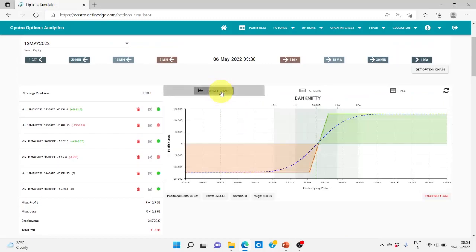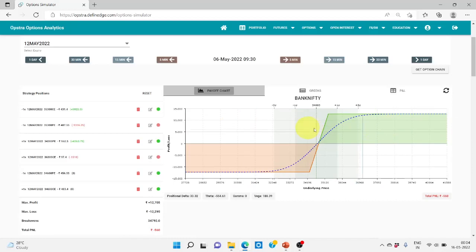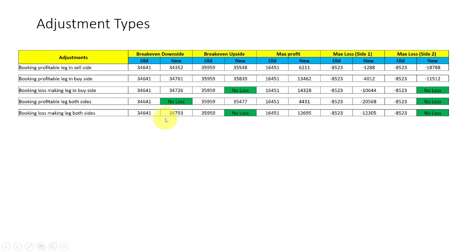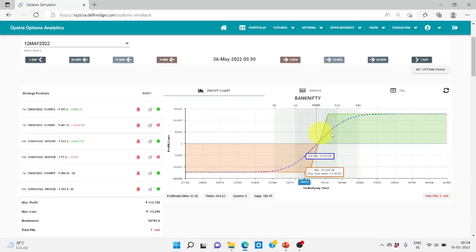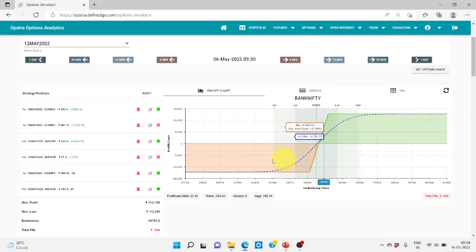By doing this, you can see we don't have any break even in the upside, because the upside we are totally protected. In the downside, we are not decreasing our break even much, but our max profit is more in the upside, and our max loss will also be up. But still, if we feel the market is going to reverse, as it has already corrected so much, then you can apply this strategy.